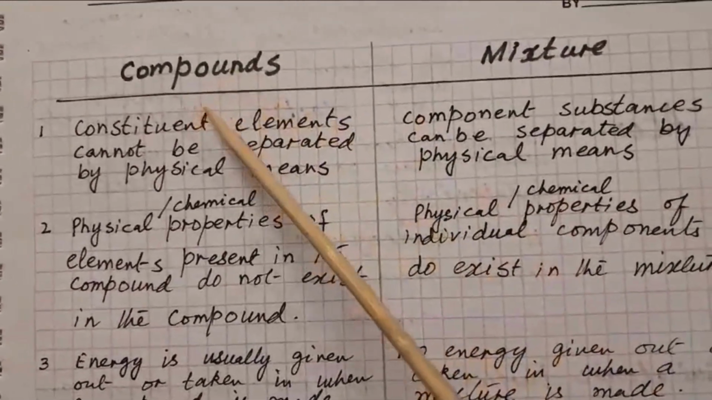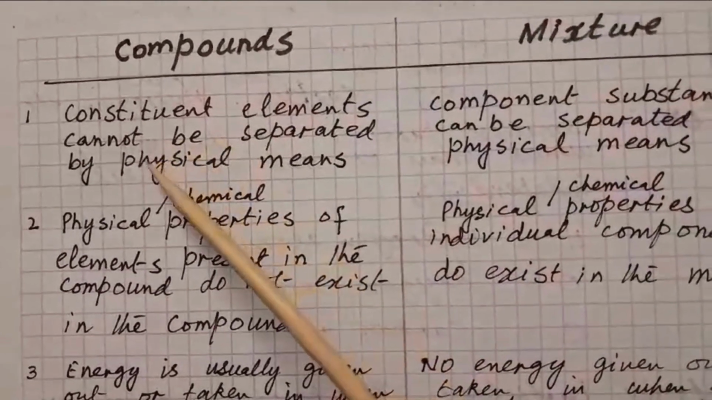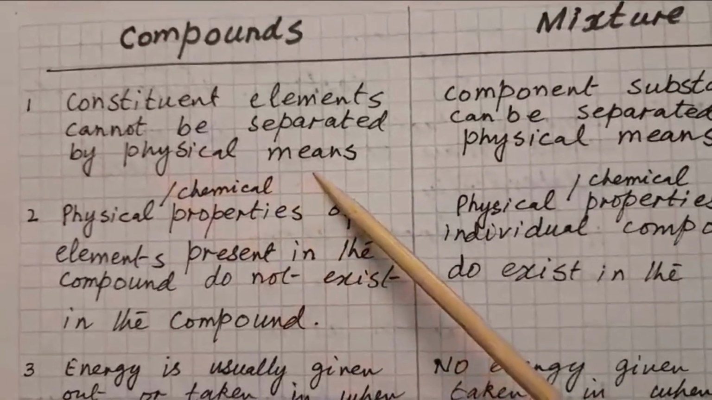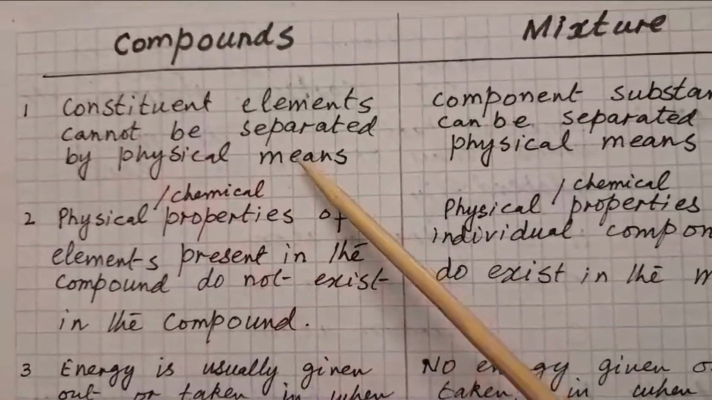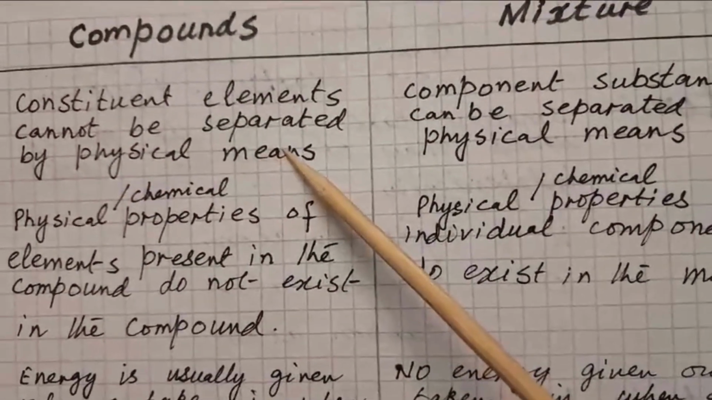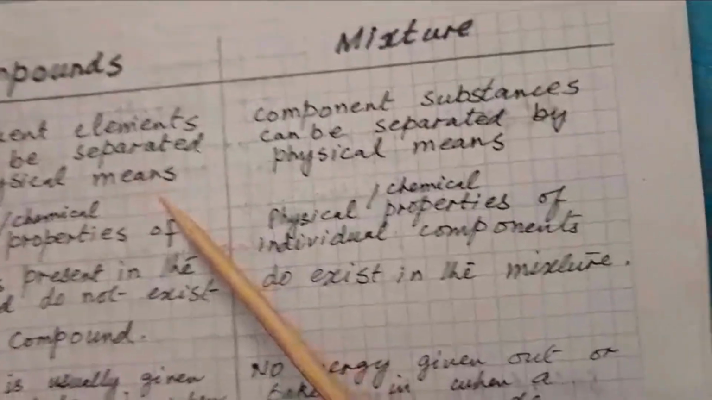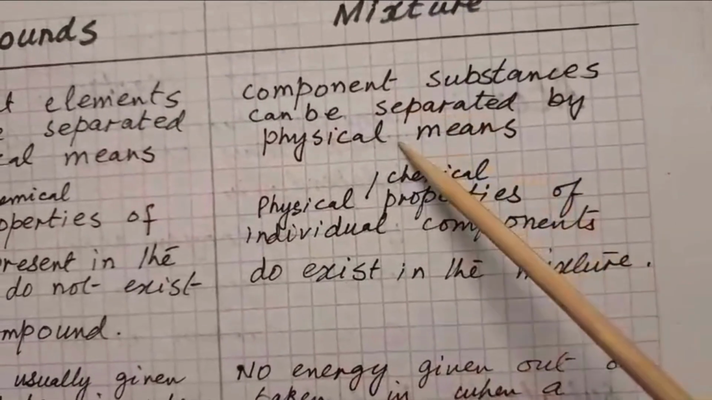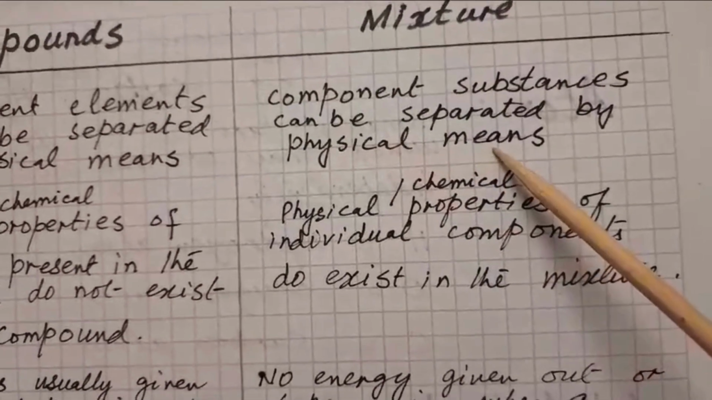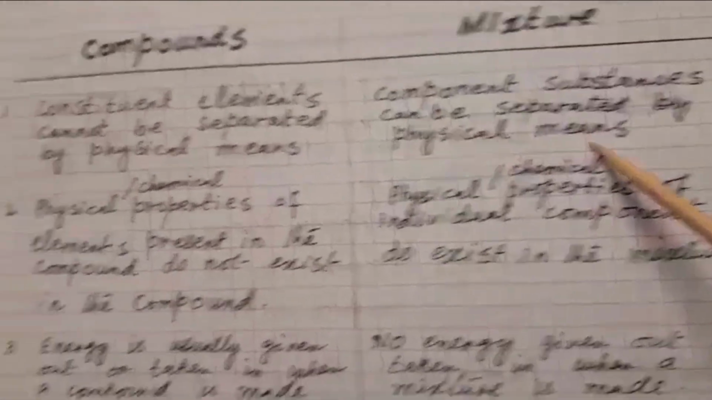Let's do the comparison of compounds and mixtures. The constituent elements in the compounds cannot be separated by physical means because they are held together by some bonding force. So only through chemical change can they be separated out, otherwise through physical change they cannot be separated out. Whereas the component substances in the mixtures can be separated by physical means because they are not tightly held together by chemical bonds, they are just loosely attached.